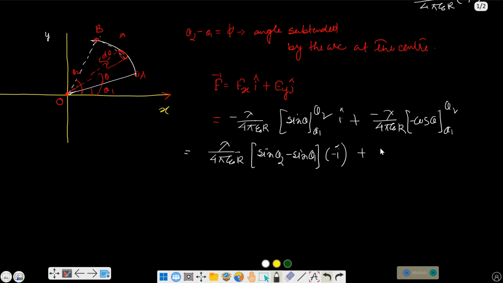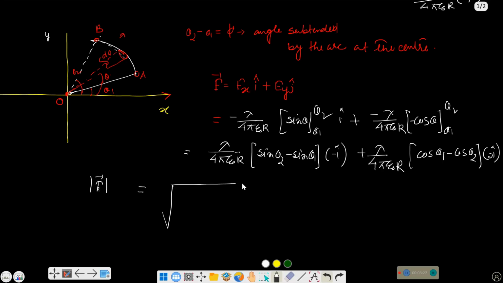At the same time, we can write it as lambda by 4 pi epsilon naught. This is the x component. Y component we can write as lambda by 4 pi epsilon naught r, it will be cos of theta 1 minus cos of theta 2, minus j cap, right? Okay. So if we write the magnitude of this electric field, we will have under root of this square plus this square, as the vector says.